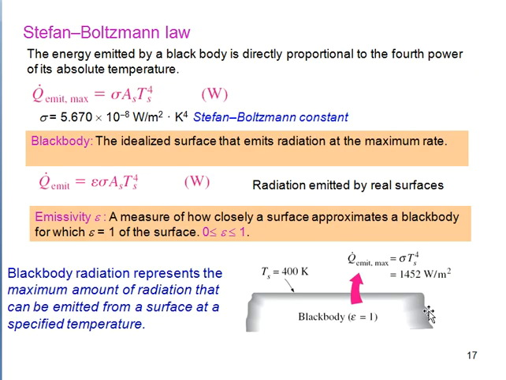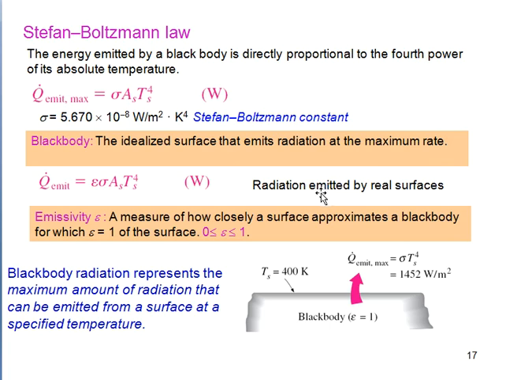Concerning radiation heat transfer, the law is the Stefan-Boltzmann law. The Stefan-Boltzmann law states that the energy emitted by a black body is directly proportional to the fourth power of its absolute temperature. That is, Q is proportional to T_s raised to 4, and sigma and A_s are included. Sigma is the Stefan-Boltzmann constant, and A_s is the surface area. This equation holds good for an idealized black body, which is a 100% emitter and a 100% absorber of radiation falling on it.